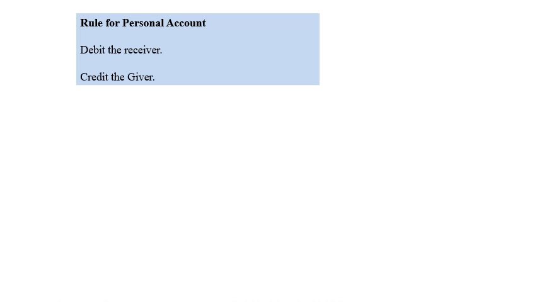And receiver means, if you are selling the goods, for example Mr. X sold the goods to Mr. Y on credit basis. Now in this case, Mr. Y is the receiver of the goods. So Mr. Y account debit to sales account. So this is the entry. So if a person is the receiver, then it should be debited. If a person is the giver, then it should be credited.